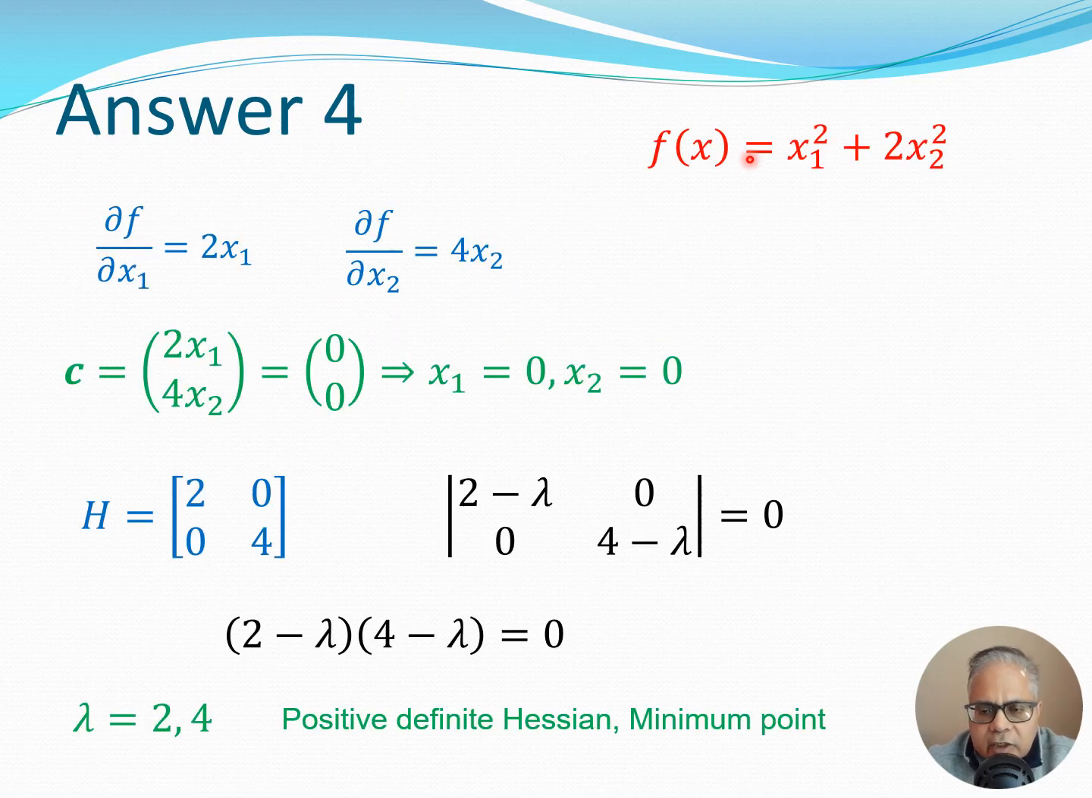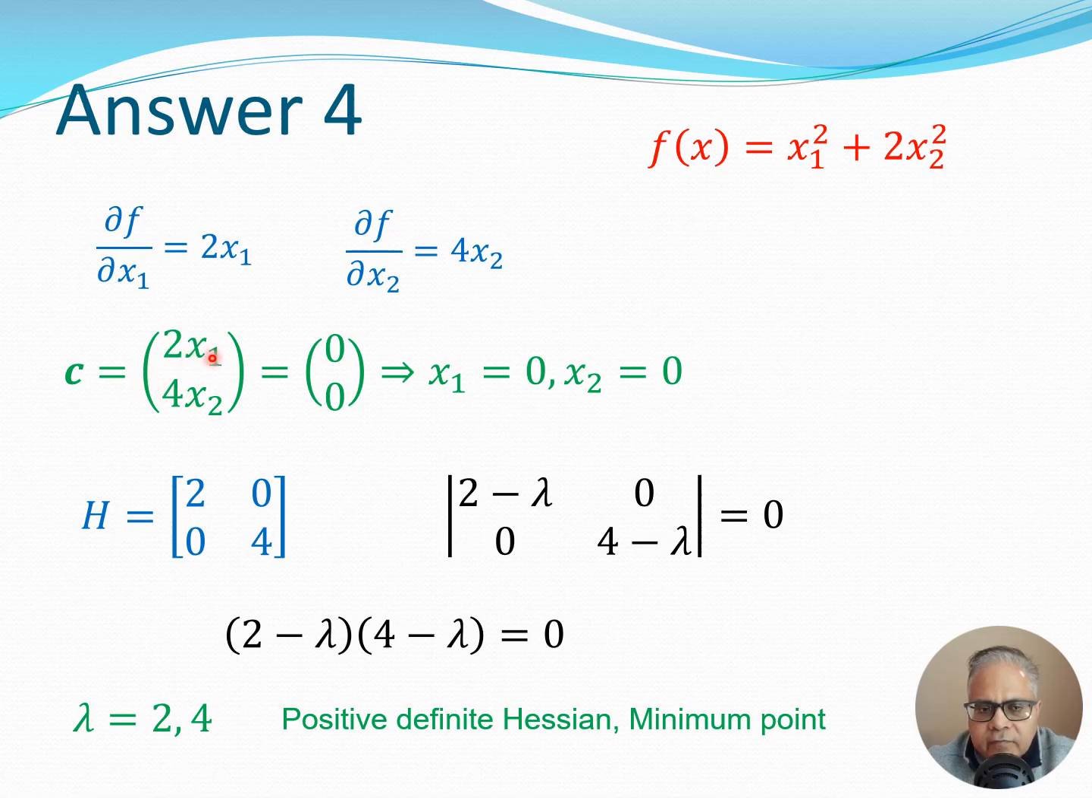Now to do that, I need to calculate two things. One is the gradient vector and one is the Hessian matrix. So again, to calculate the gradient vector, what I need to do is I need to take the partial derivatives of the function. So df by dx1 is 2x1, df by dx2 is 4x2, and then I can write the gradient vector.